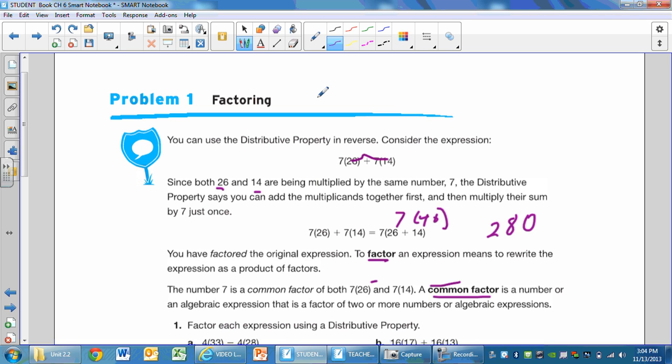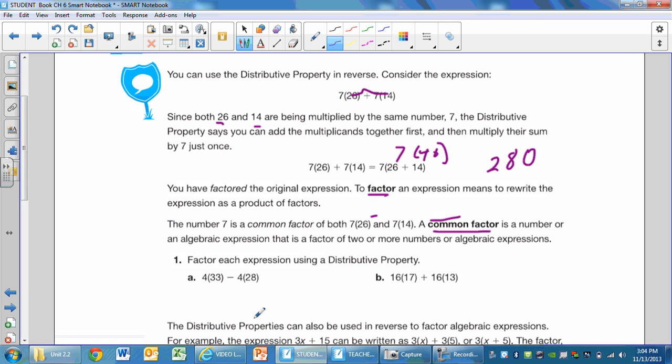All right, so now it wants us to factor each expression using the distributive property. So number 1, we have 4 times 33 minus 4 times 28. In both of those, the number that's in common is the 4. So we could do 4 times 33 minus 28. 33 minus 28 is 5. 4 times 5 is 20. By doing this, we saved ourselves a lot of work instead of doing 4 times 33 minus 4 times 28.